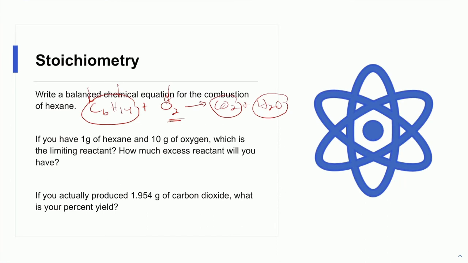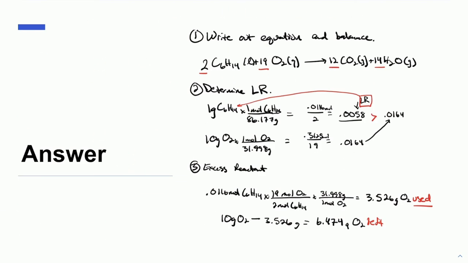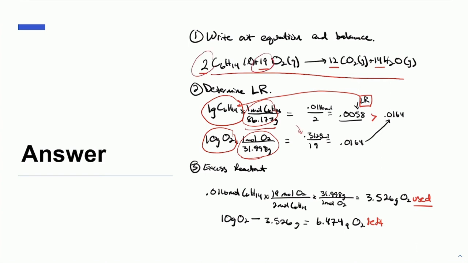All right, so now we've balanced it, and they say we have 1 gram of hexane and 10 grams of oxygen, which is the limiting reactant? So in this case, we have this balanced equation, and when we determine the limiting reactant, we have our 1 gram of hexane here, our 10 grams of oxygen here. What we're going to do is convert them to moles first, moles of each, and then compare those to the coefficients in front of them, because those are going to largely determine how many moles of product I would produce.